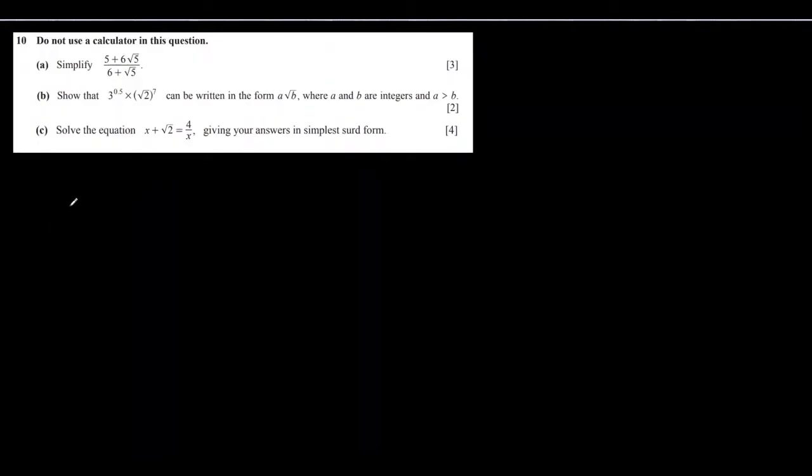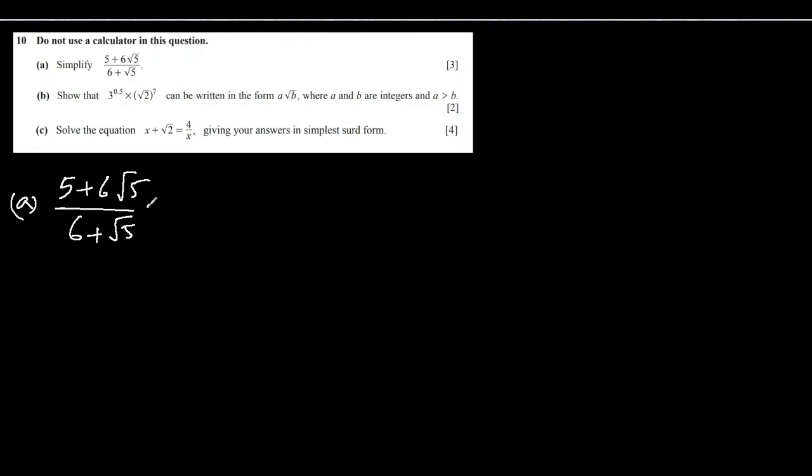Question number 10, part A, talks about simplifying this fractional expression. So let's try to do that. So (5 + 6√5) over (6 + √5). This is the question, and we have to simplify it.